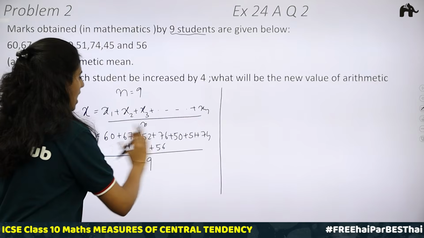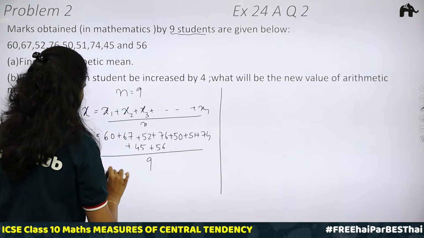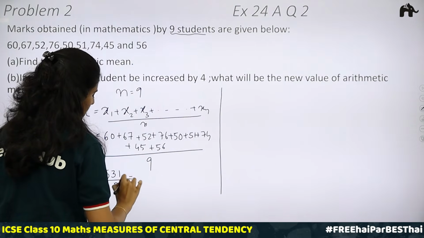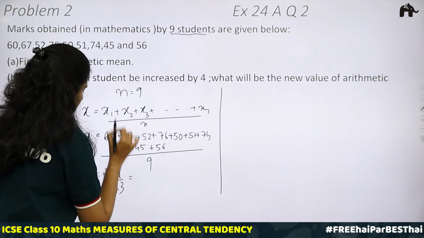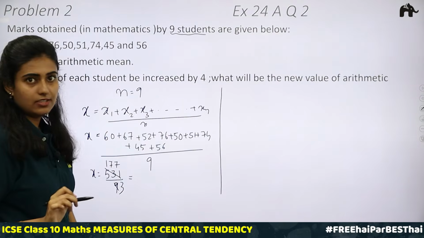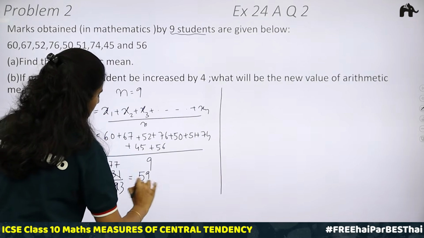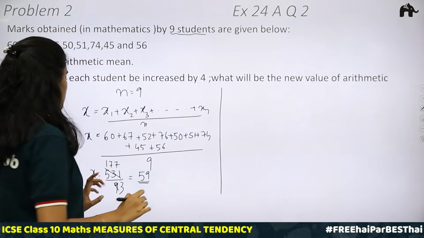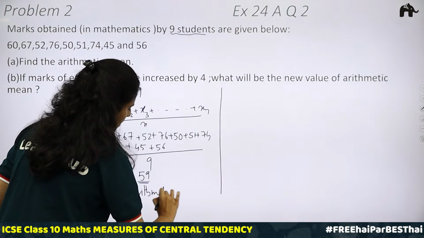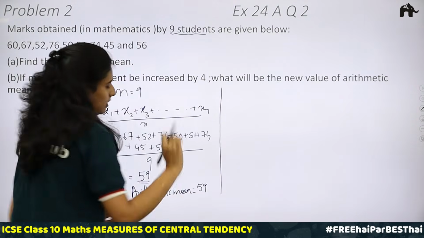What do we get? On adding all these, we'll be getting 531. So x is equal to 531 divided by 9. Okay. 3 3s are 9. 531. 177. So 177 divided by 3. That will be equal to 59. Okay, so the arithmetic mean, here the arithmetic mean is equal to 59.